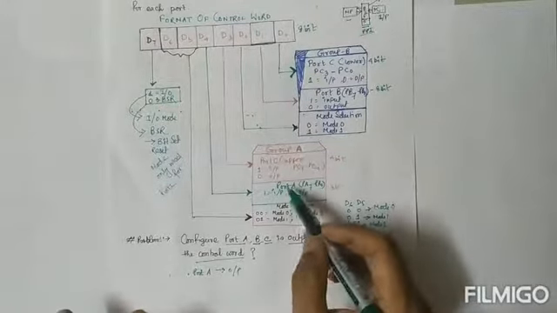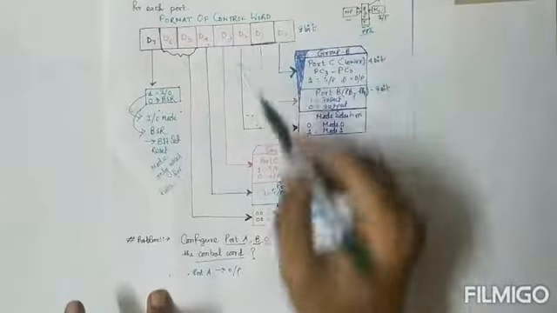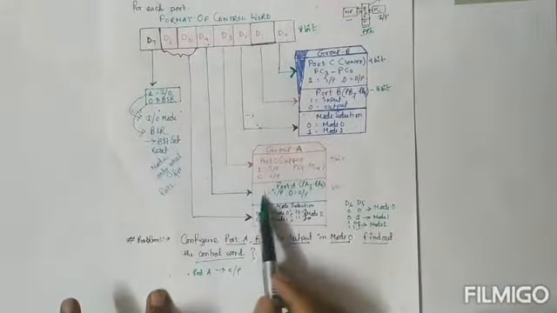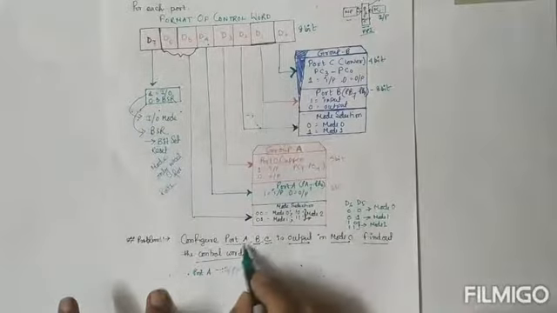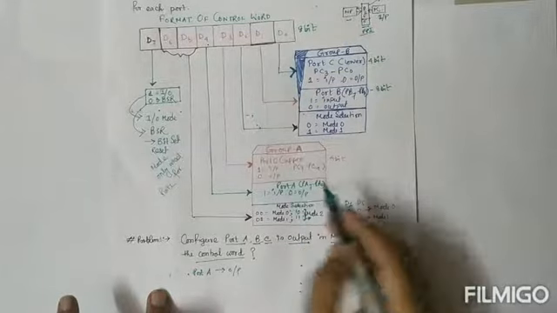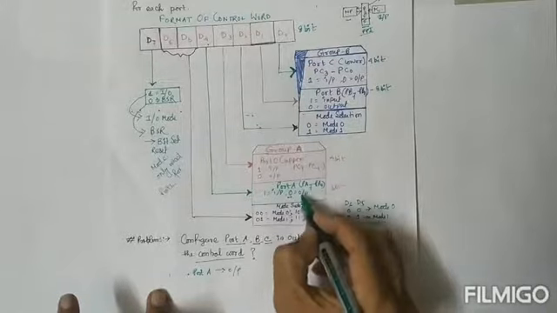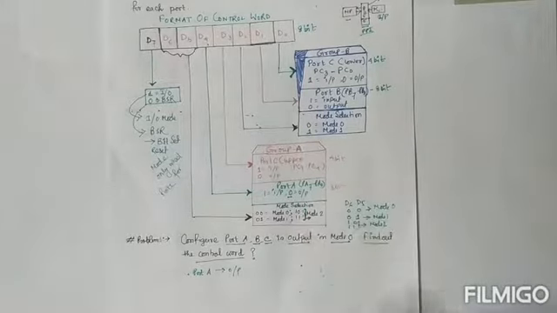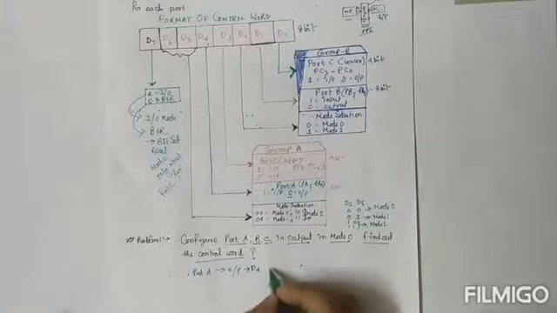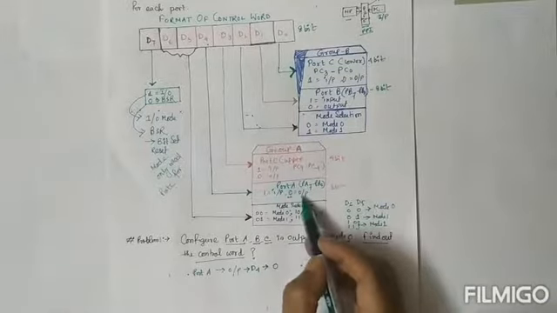Port A, which bit indicates the port A? D4 indicates the port A. D4 bit indicates the port A. If the D4 bit is 0, then it acts as an output. So port A output, that is D4, is 0. 0 means output.